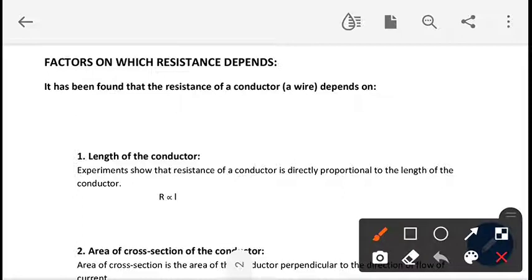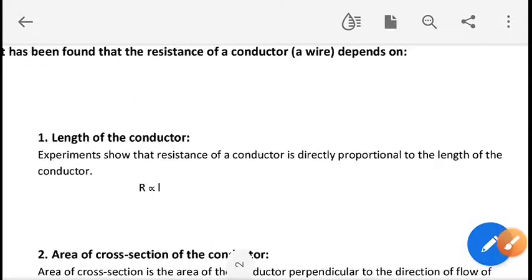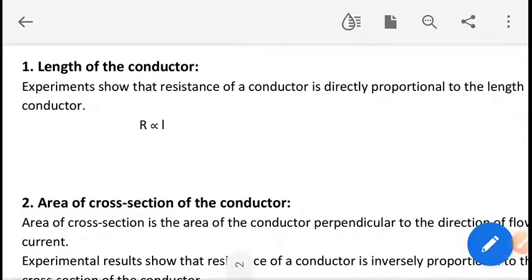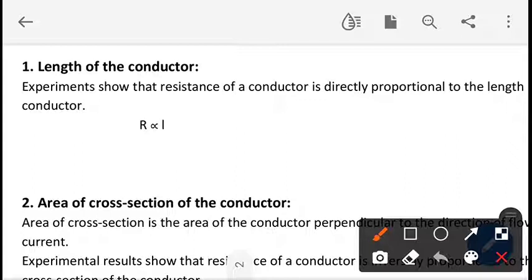The next heading is: factors on which resistance depends. So there are four factors. One by one, let's try to understand. The first factor is the length of the conductor. Here it is written: resistance is directly proportional to the length of a conductor.